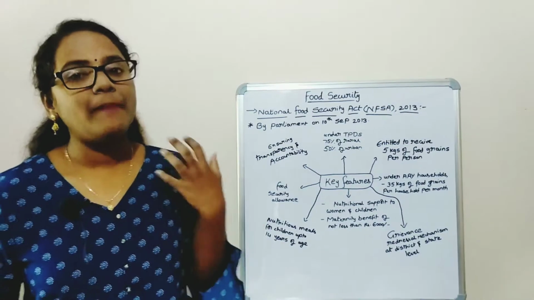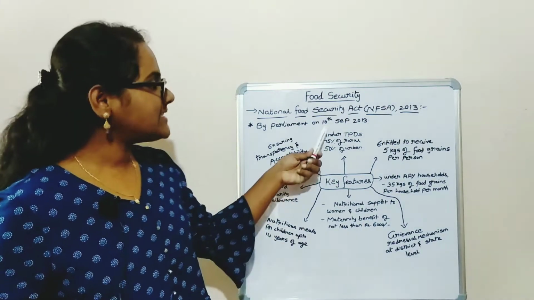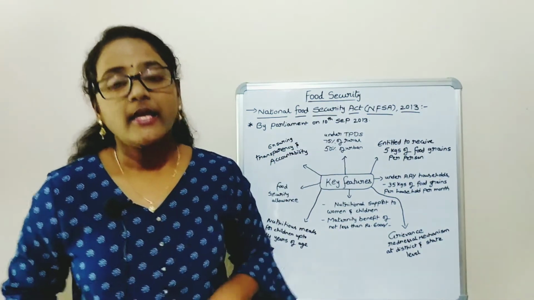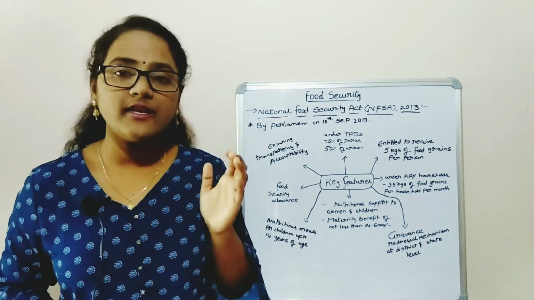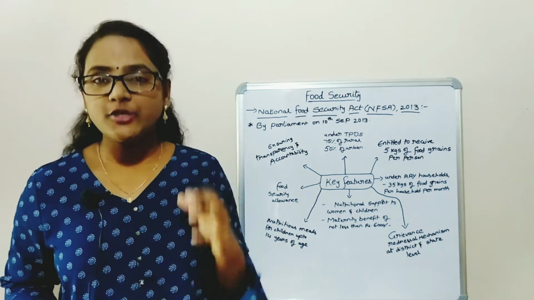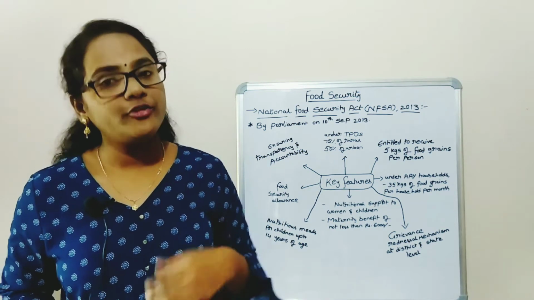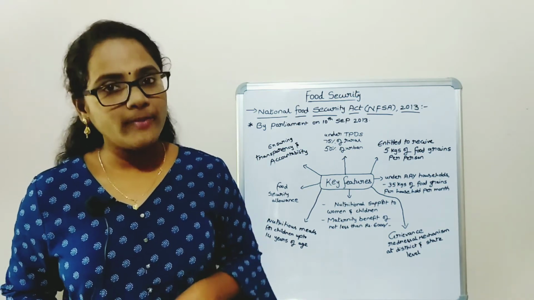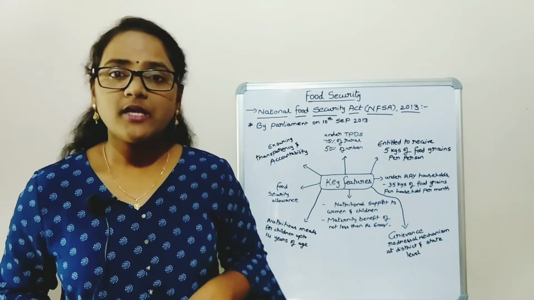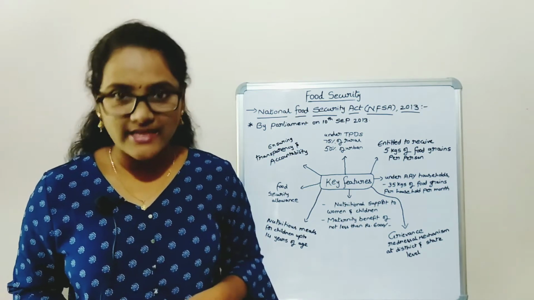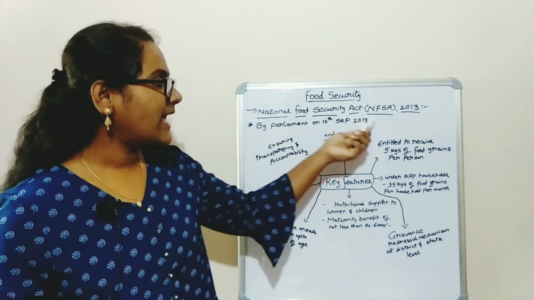This act was passed by the Parliament on 10 September 2013. The objective of this National Food Security Act is to provide for food and nutritional security in the human life cycle approach. So, what are the key features of this National Food Security Act?